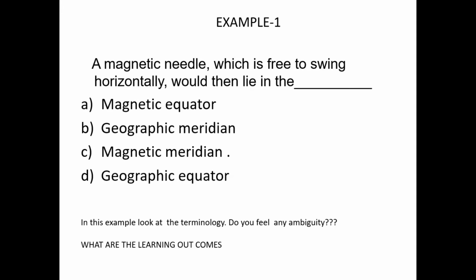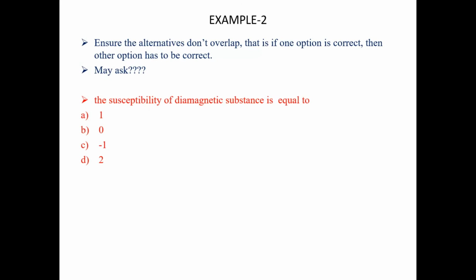What are the learning outcomes here? That is also more important for us. And next, ensure the alternatives don't overlap. This is one more point where we have to take care. That is, if one option is correct, then another option also has to be correct. This makes, again, may I ask such questions?